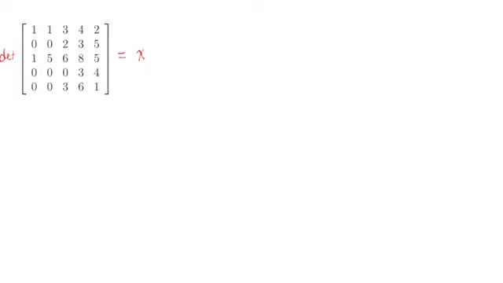I don't know what x is, but I want to go ahead and set a variable for that determinant because as I row reduce, the determinant is going to change. And now that I have a variable, I can use it to record the changes. So the first thing I might do is get rid of this 1. I'm going to take row 3 minus row 1. And so that gives me 1, 1, 3, 4, 2, 0, 0, 2, 3, 5.